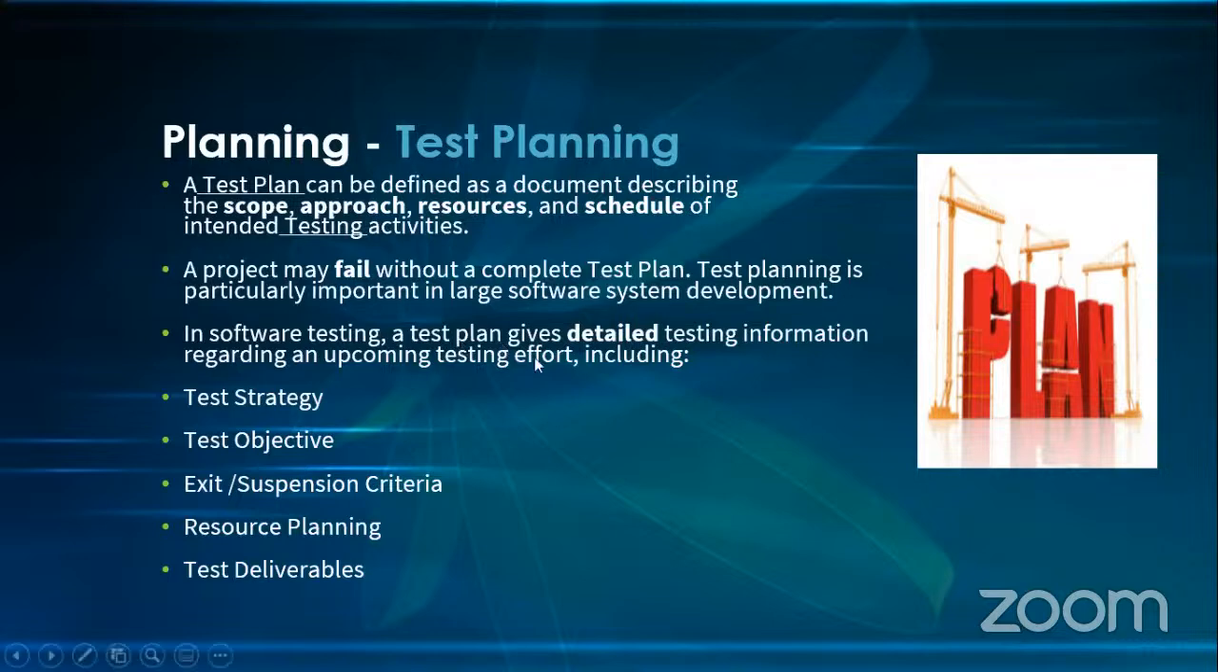In software testing, a test plan gives detailed testing information regarding an upcoming testing effort, including test strategy, test objective, and exit/suspension criteria. So exit is stop, suspension, maybe there are a lot of bugs.